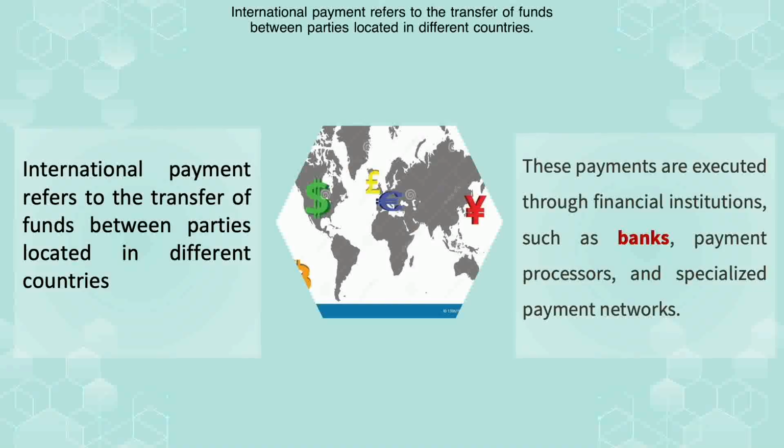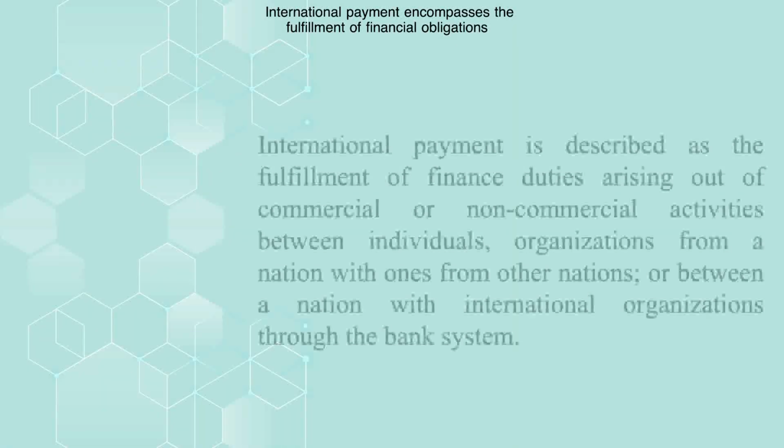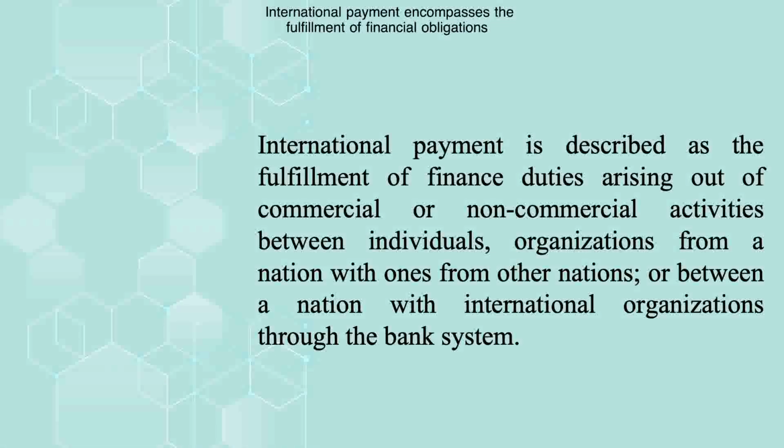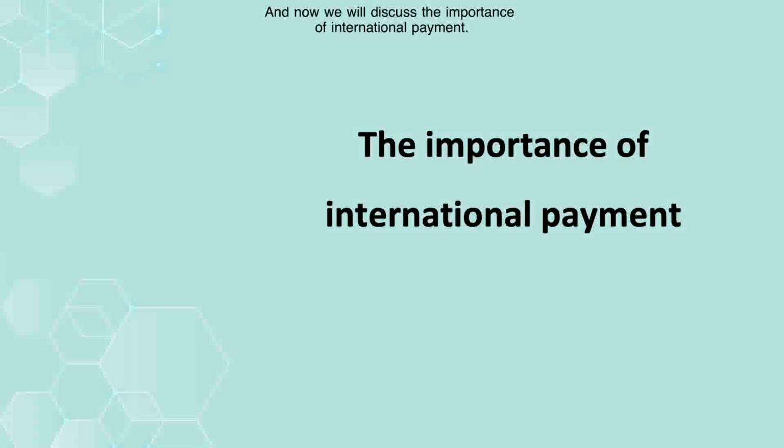International payment refers to the transfer of funds between parties located in different countries. These transactions are executed through financial institutions such as banks, payment processors, and specialized payment networks. International payment encompasses the fulfillment of financial obligations arising from both commercial and non-commercial activities between individuals, organizations, or nations through the banking system. And now we will discuss the importance of international payment.